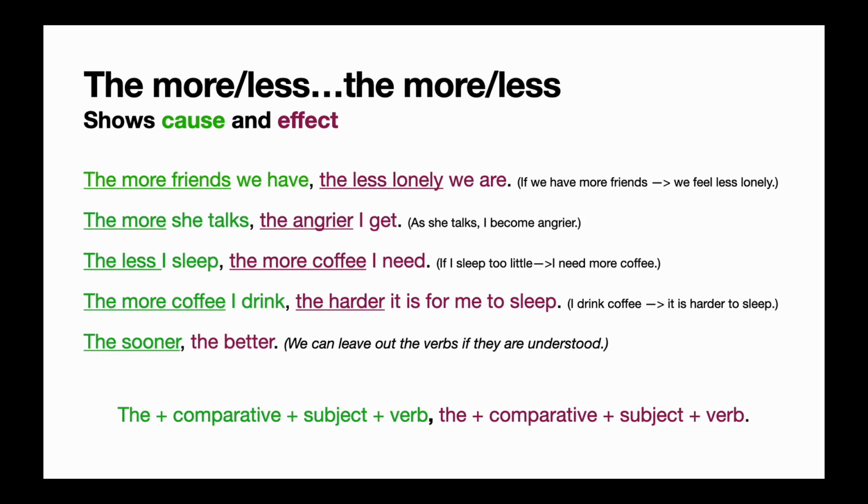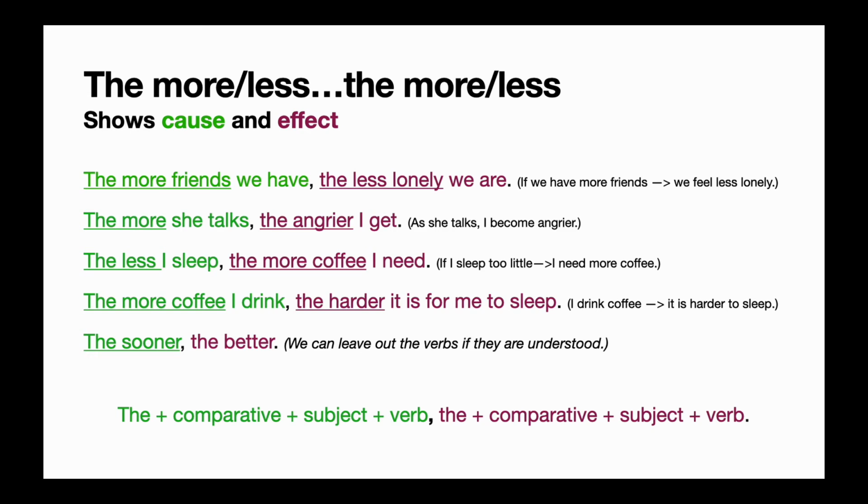Here are some examples. In this first sentence, it says, the more friends we have, the less lonely we are. This is saying if we have more friends, this causes us to feel less lonely. The more she talks, the angrier I get. So as she talks, I become angrier and angrier. Or the less I sleep, the more coffee I need. This means if I sleep too little, I need to drink more coffee.